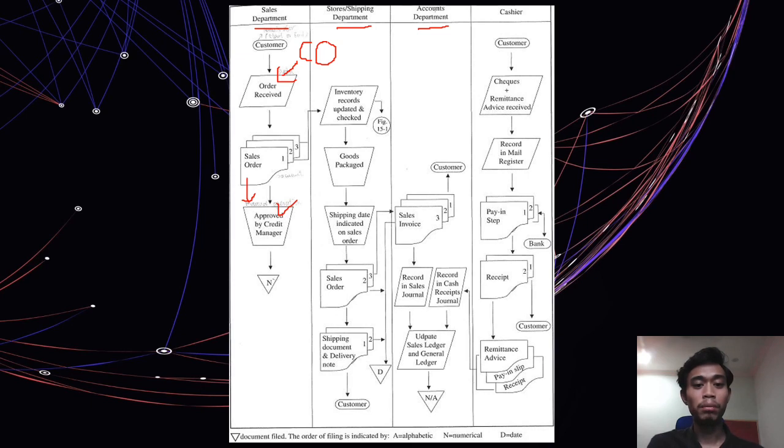Okay, so next, when the sale department has issued the sale order and it has been approved by the credit manager, we proceed to the next transaction, which is here. We go to the shipping department. The sale order will go to the shipping department, for what? For inventory check and record.